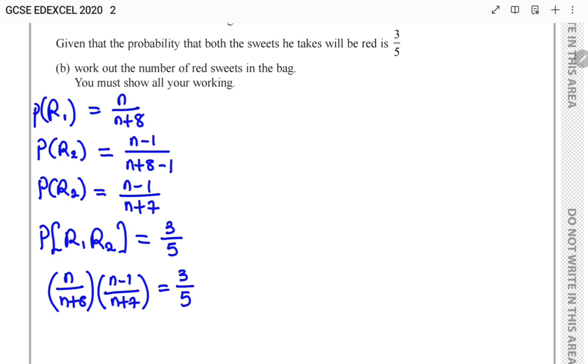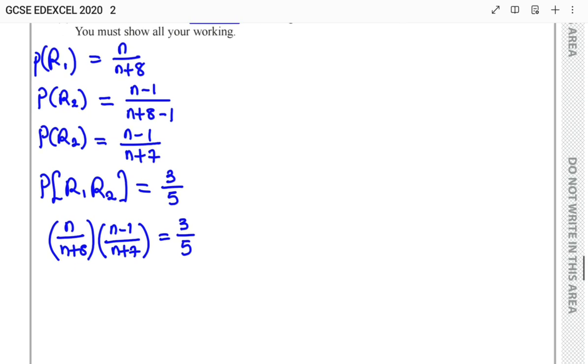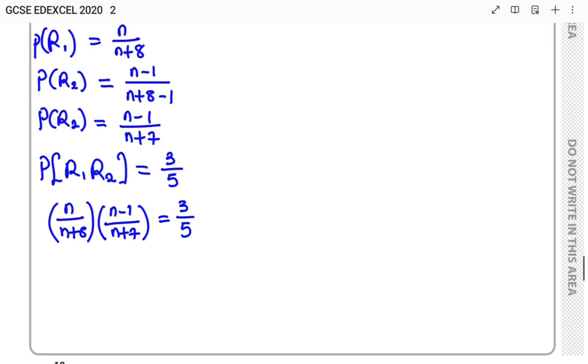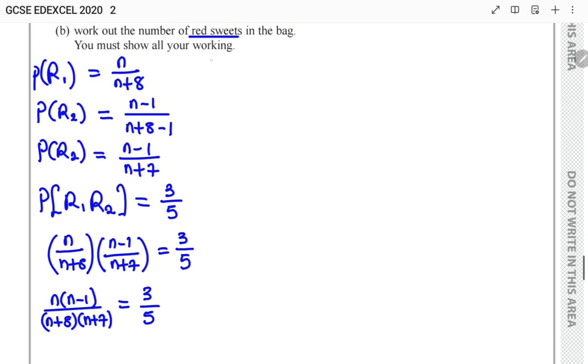But do not forget that all we are asked is to work out the number of red sweets. And we say red is n. So we are going to look for n. That is what we are to look for. Okay, good. So we are moving. Now, what we are going to do here, I will now expand. And this is going to be n into n minus 1, then all over n plus 8 into n plus 7 equals 3 by 5. Okay, very important.